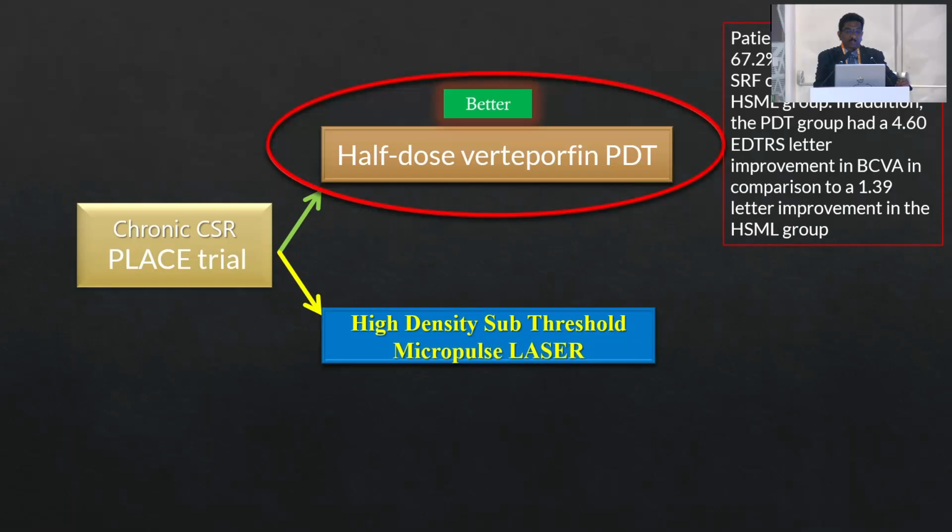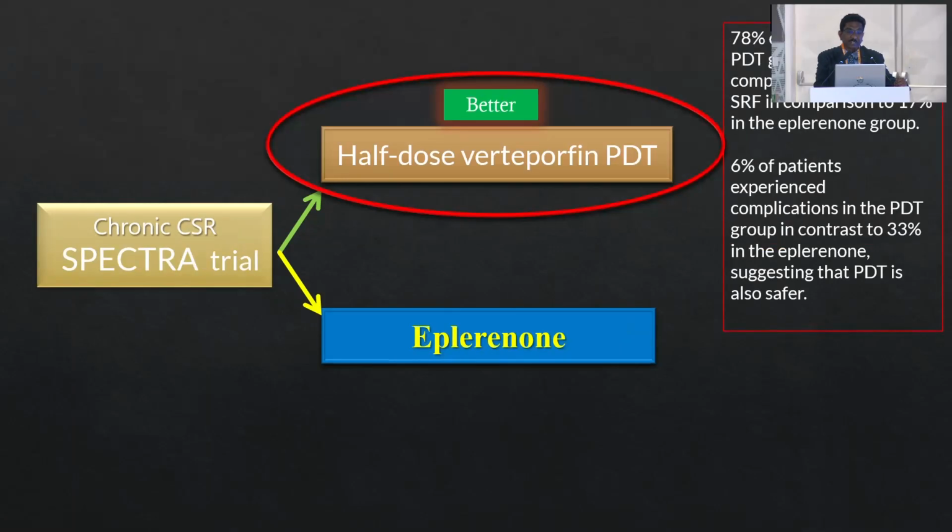Okay. So as far as treatment is concerned, previously when we had the availability of PDT, half dose verteporfin PDT was better than subthreshold laser according to the studies, and this is now not available.